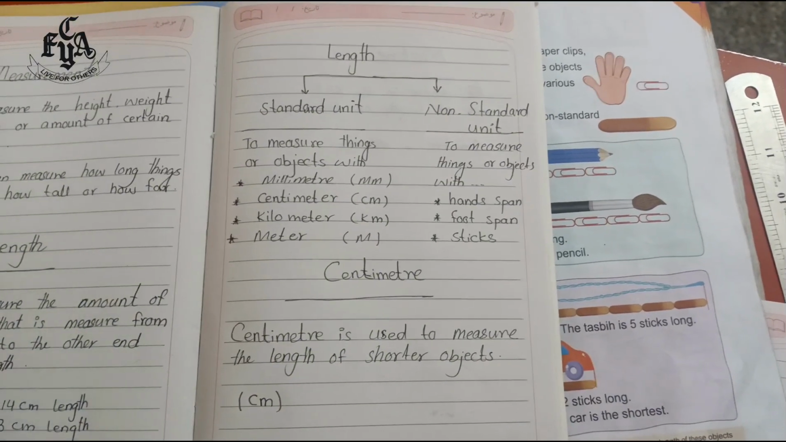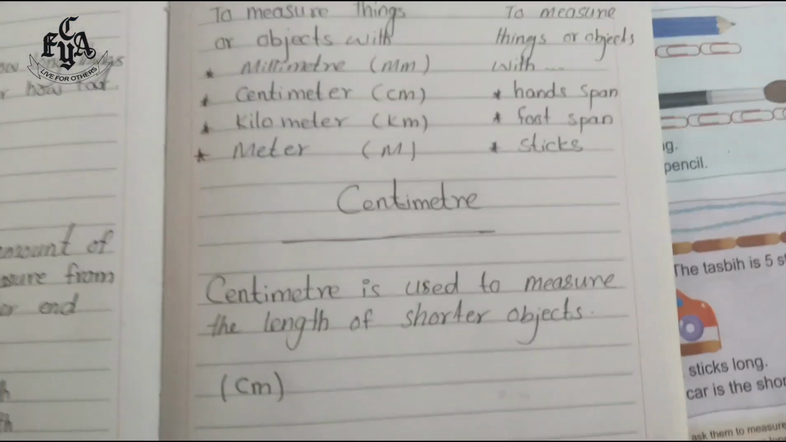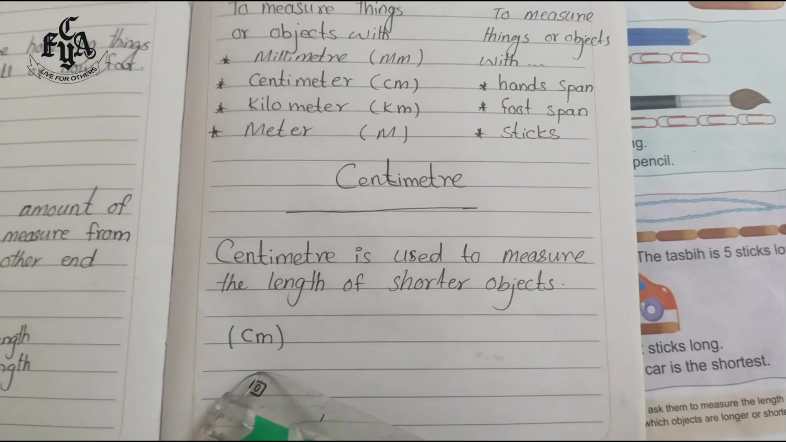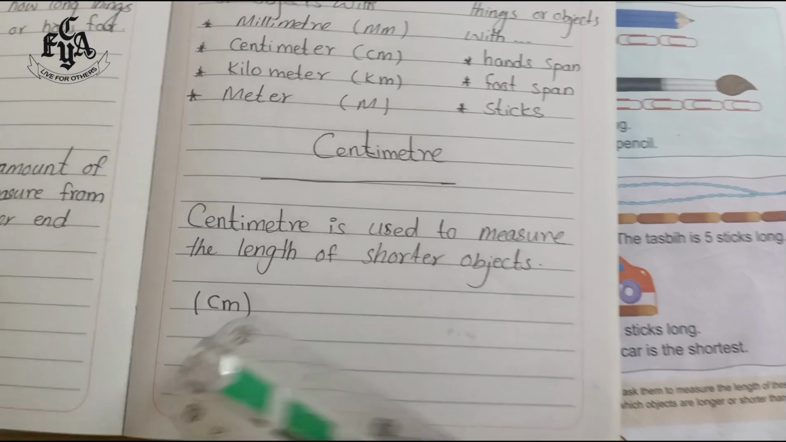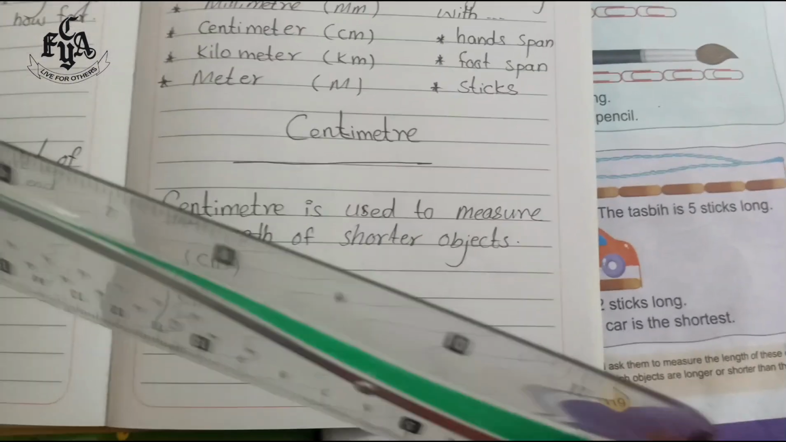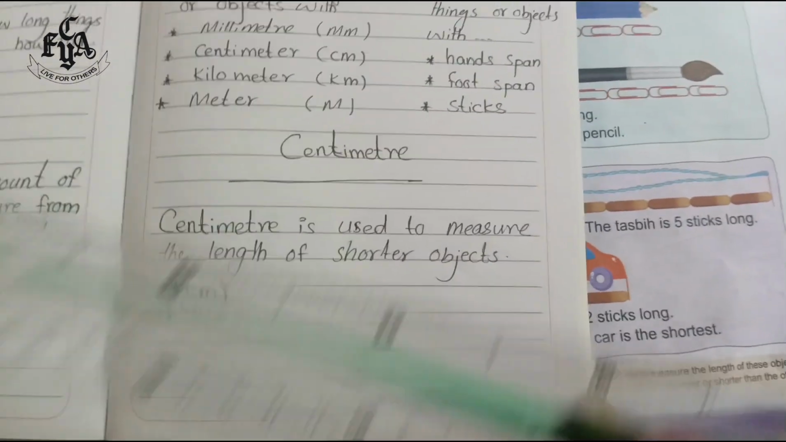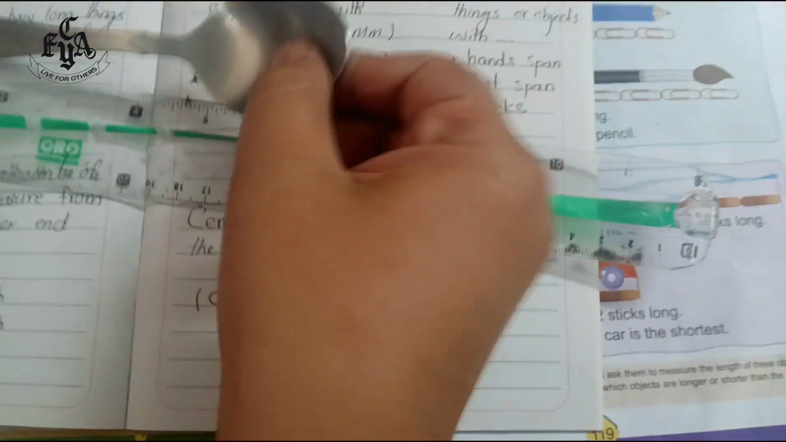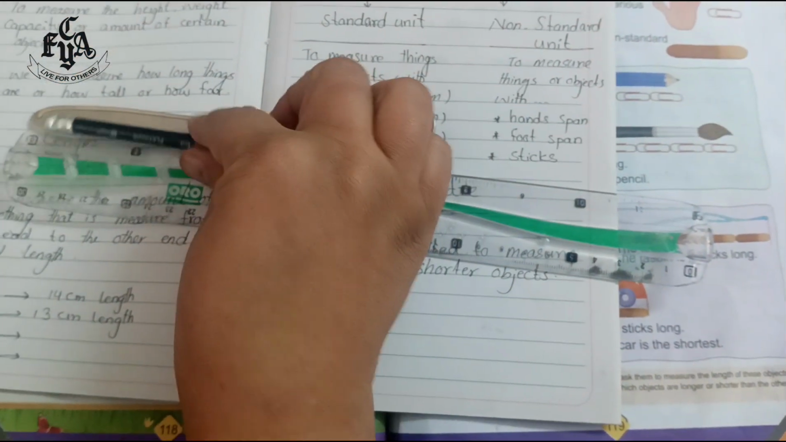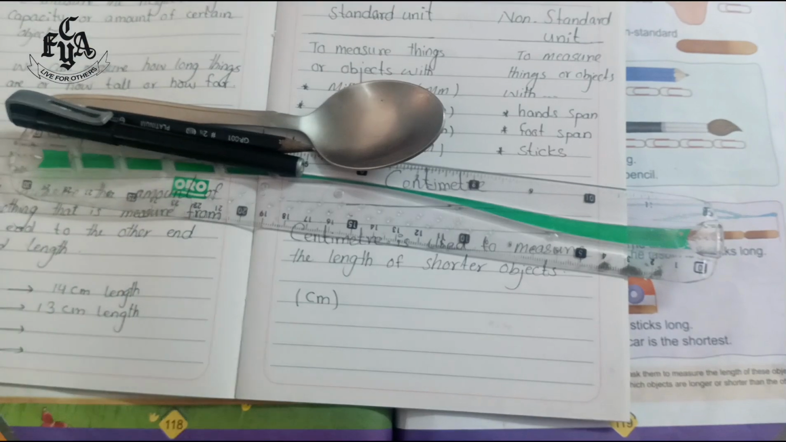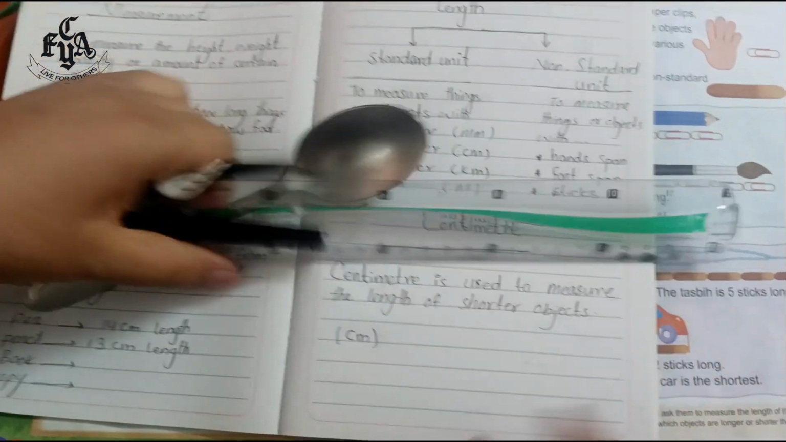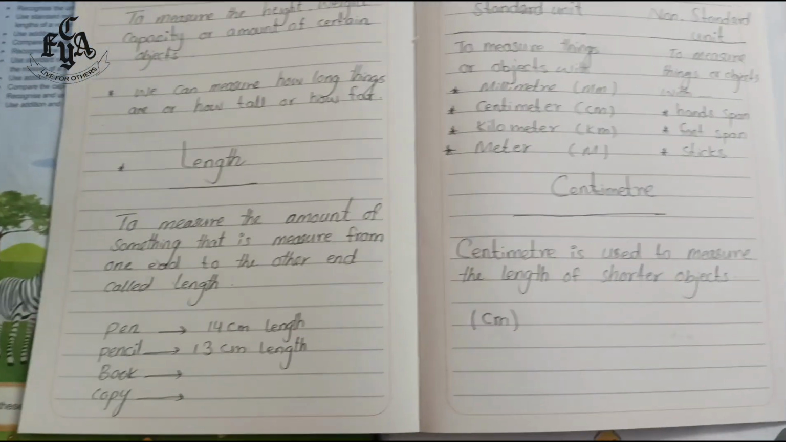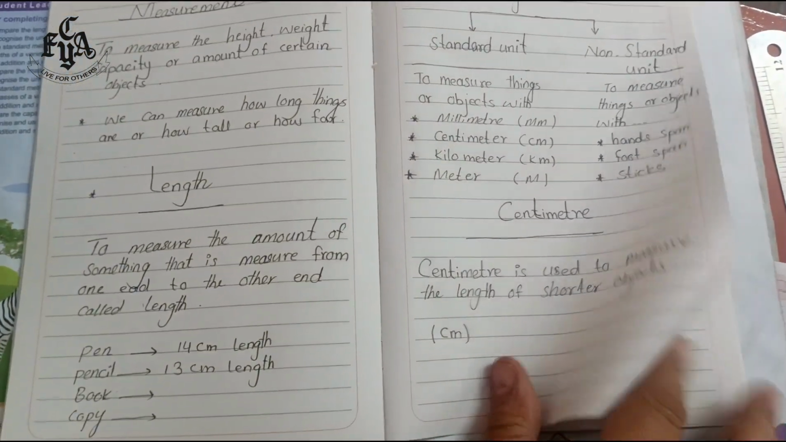After length, I have another one that is called centimeter. Centimeter also we can show with cm, means centimeter. Centimeter is used to measure the shorter things. For example, as I did before, that spoon, pencil, pen, all these things that we measured before, that is called centimeter, and with centimeter we measure all small or shorter things.